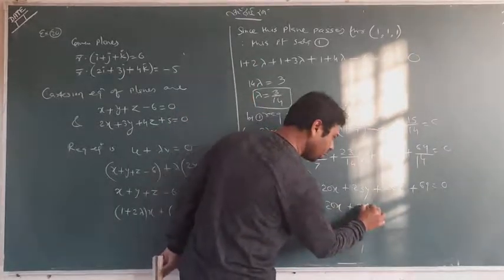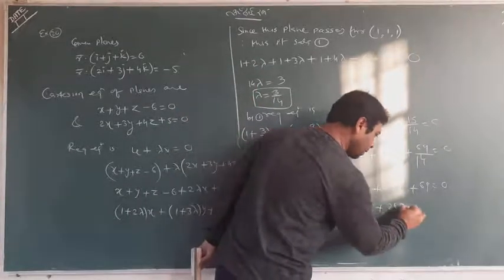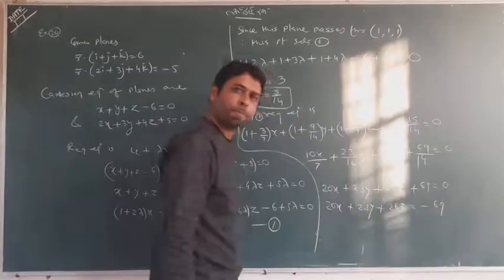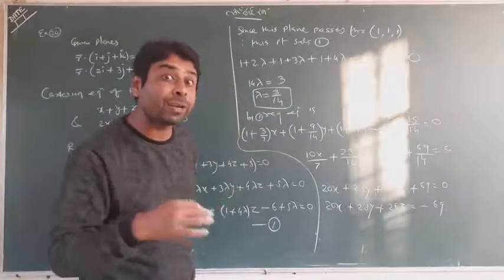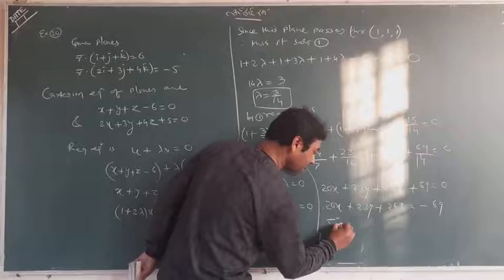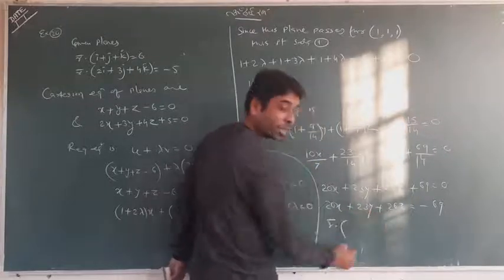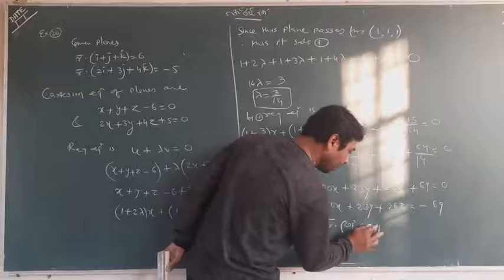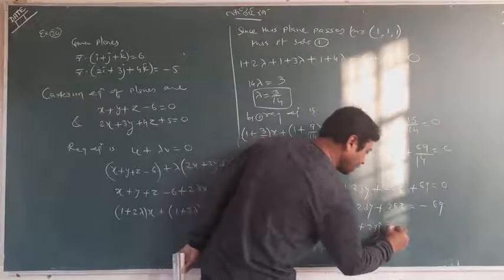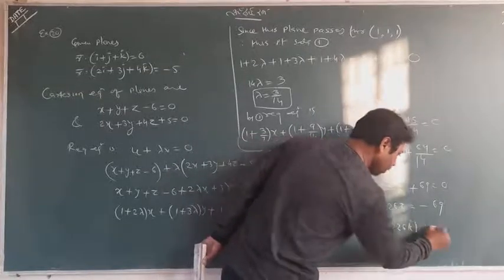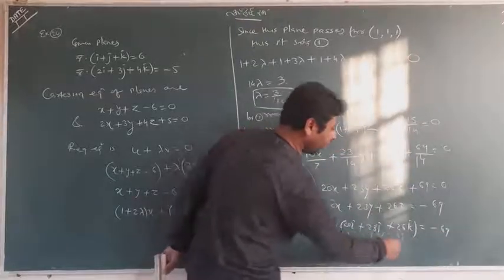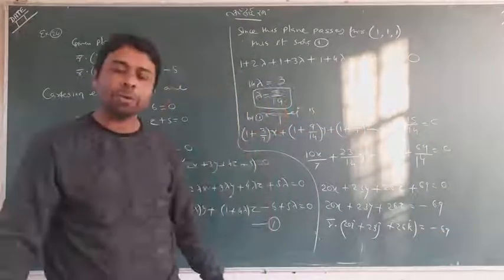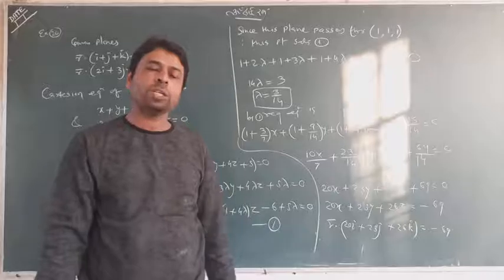20x, 23y, 26z equal to minus 69, and convert it into r dot n equal to d. So write r, which means xi plus yj plus zk. Now write 20i, 23j, 26k, equal to minus 69. Now r dot n equal to d. This is your general form in vector way. I don't think it's a tough one.